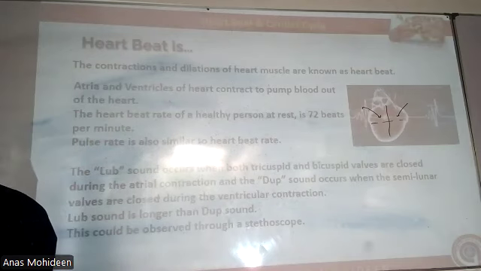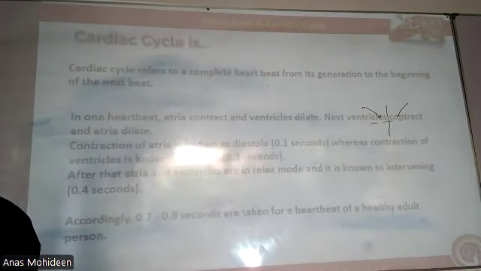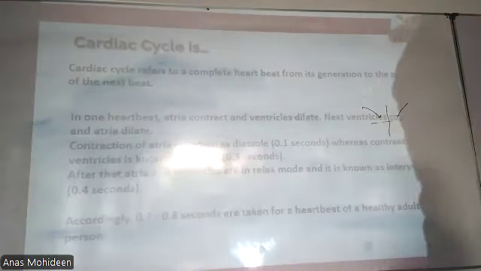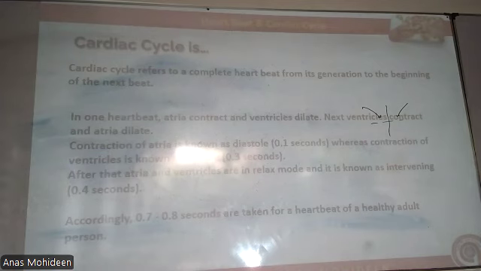Okay. So cardiac cycle, let's write there. What is cardiac cycle? It is a complete heartbeat from its generation to the beginning of the next.